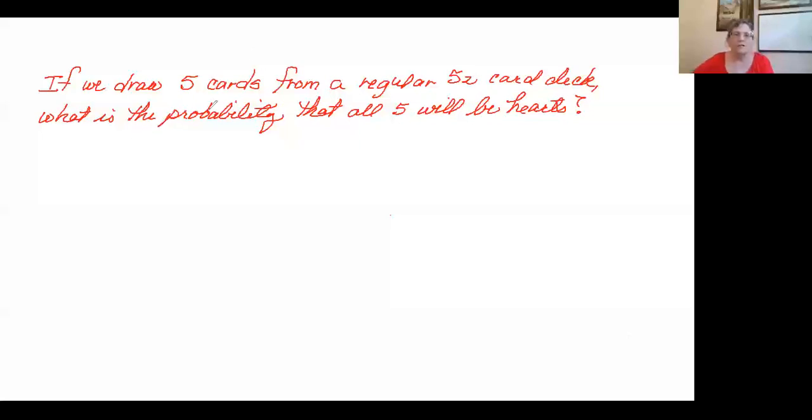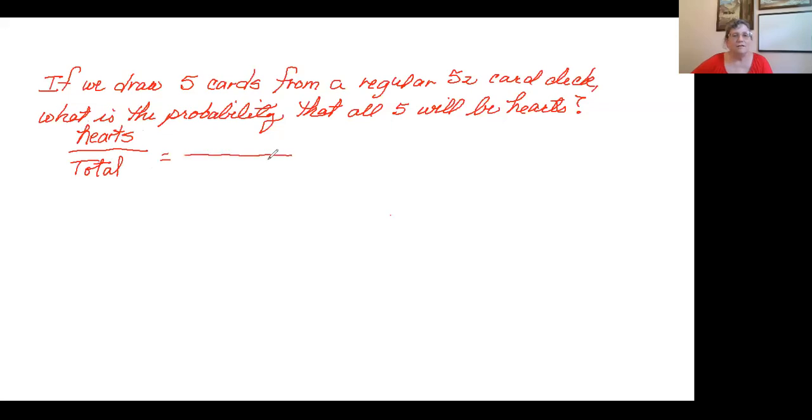If we draw 5 cards from a regular 52 card deck, what is the probability that all 5 are going to be hearts? Now your probability is the probability of drawing hearts divided by the total.